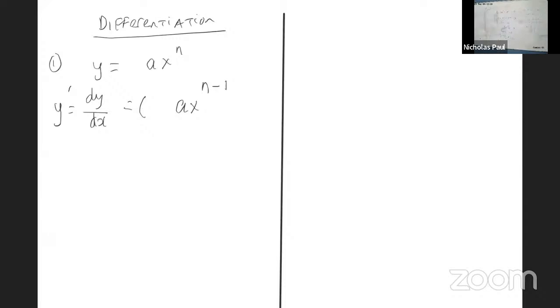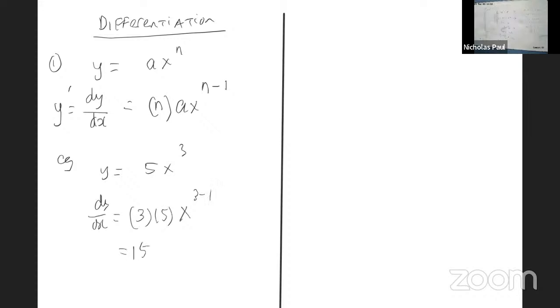Right here. So as I was saying, to differentiate, you bring down the power, which is n, and then you just minus 1 from your new power. For example, if you have y is equal to 5x cubed, the differential of 5x cubed, you bring down the 3, you write back the 5, and you minus 1 from the power. So you'll get 15x squared.